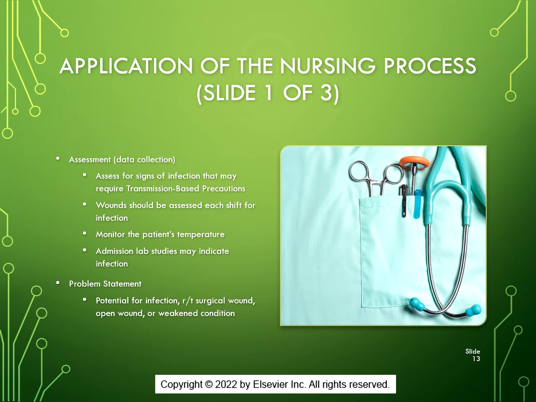A baseline assessment should include assessing for signs of infection that may require transmission-based precautions. Assess wounds every shift for signs of infection and alert the primary care provider if any infection is suspected. If the patient is frequently voiding small amounts of urine, is experiencing pain on urination, or has a decrease in overall urine output, this could indicate an infection. If cultures were performed on any body fluids, check the reports to see if any microorganisms have been identified. Check the patient's temperature because a fever is usually indicative of an infection.